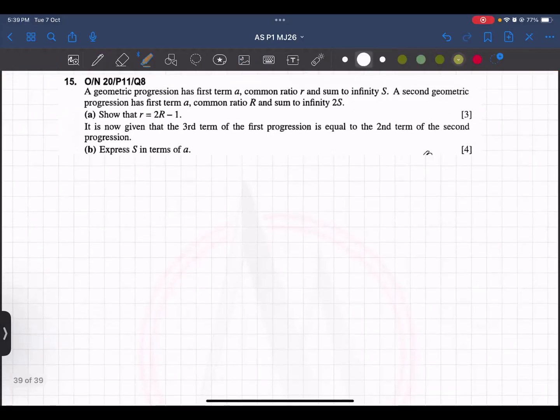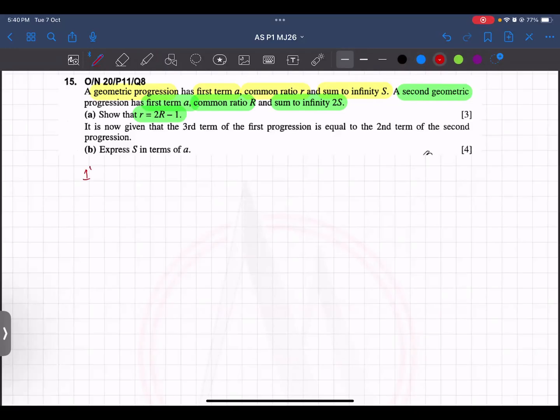So they've given you information. Mark out all the relevant information that you will need. This is a GP with first term A, you don't know the first term, and common ratio r, you don't know the r as well, and the sum to infinity is S. They have not given you anything. A second GP has the first term A, common ratio capital R, and sum to infinity 2S. Show that small r is equal to 2 times capital R minus 1.